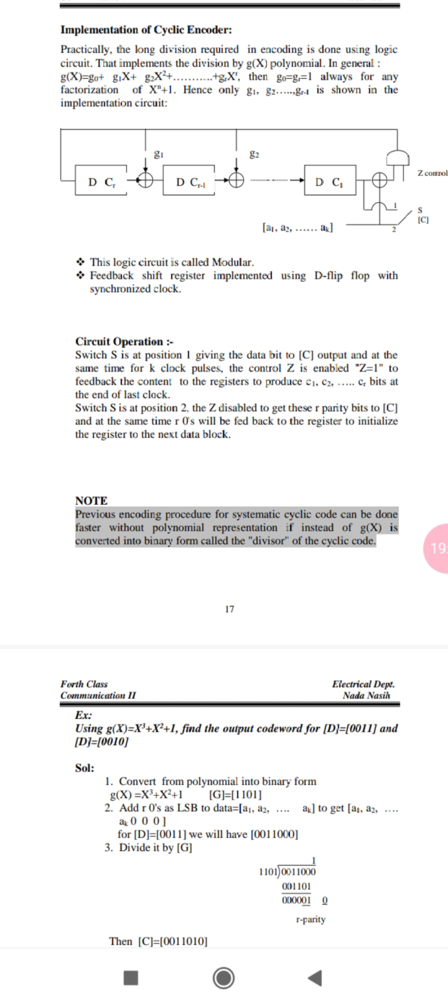S is at position 2. Then what happens? Z is disabled to get these R parity bits to C, and at the same time R zeros will be fed back to the register to initialize the register for the next data block. Clear what happened?